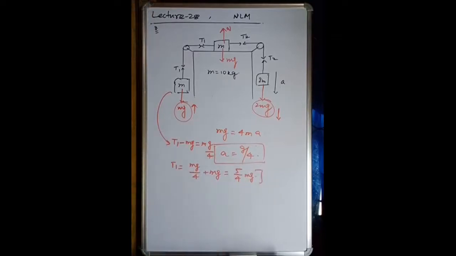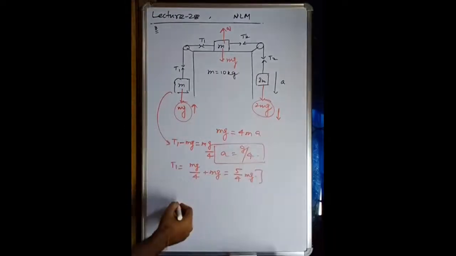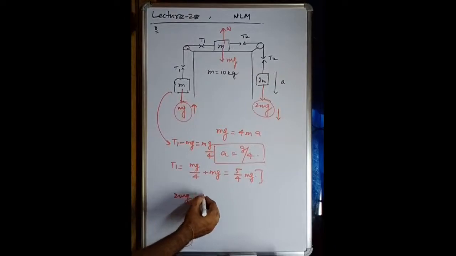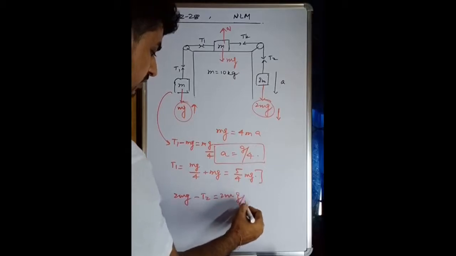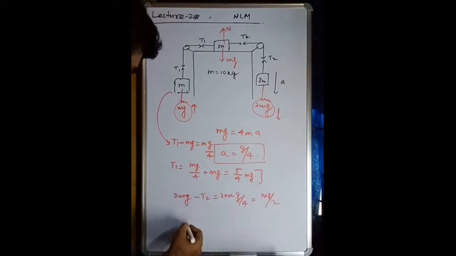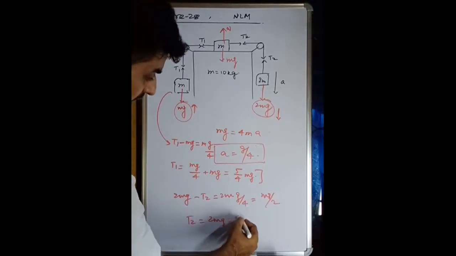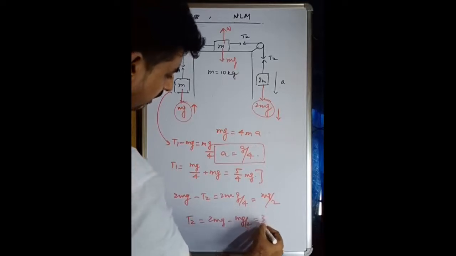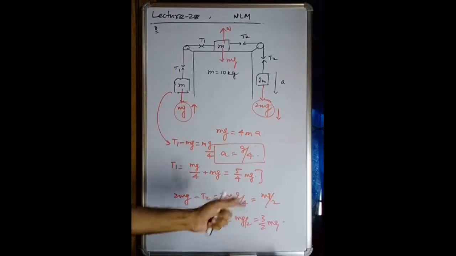mg. For this one, it is twice mg moving down minus T2 equals twice ma, and a is g by 4, that is mg by 2. So T2 equals twice mg minus mg by 2, which is 3 by 2 mg. Okay, so you can see how much time you are saving.